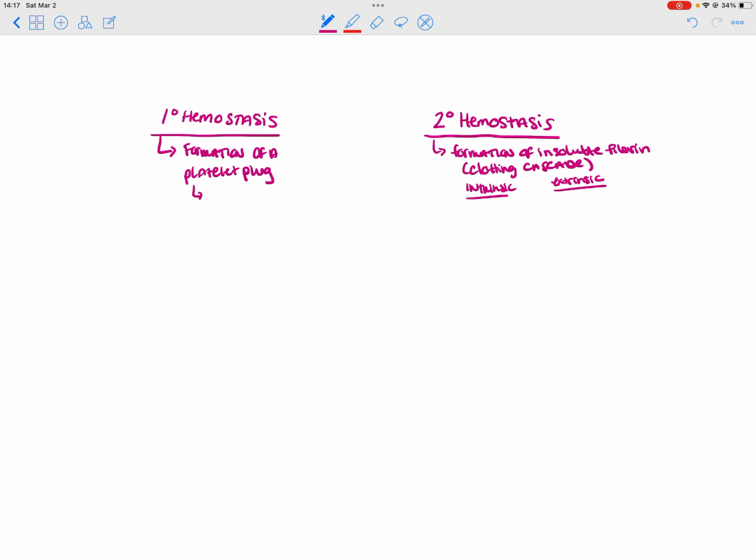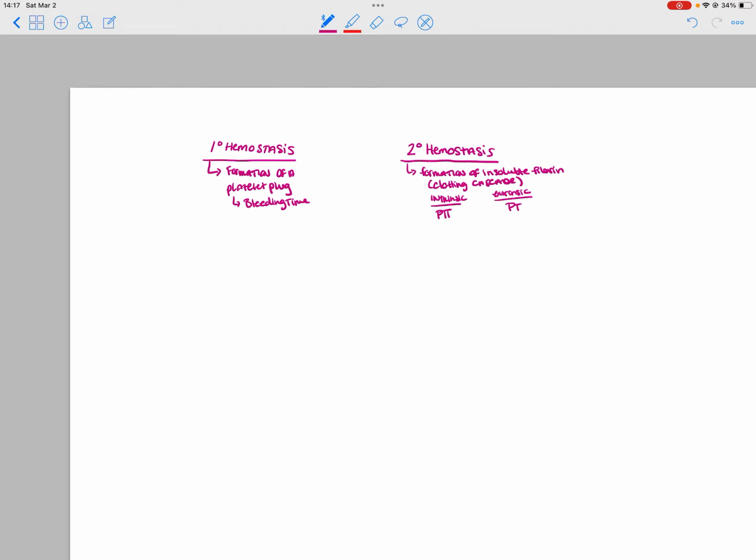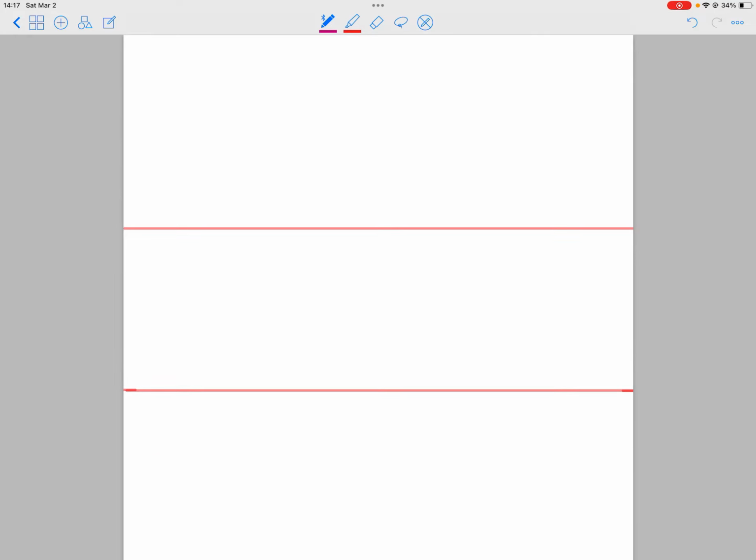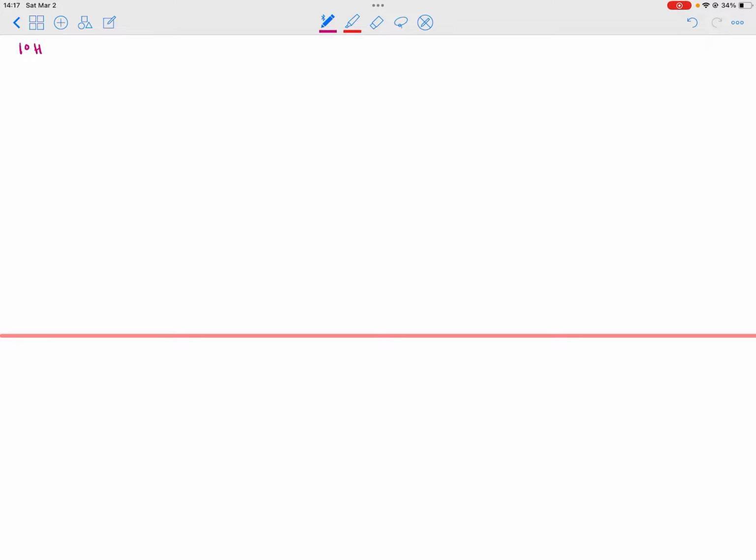when we're talking about primary hemostasis, we will be checking bleeding time as our lab value. And when we're talking about secondary hemostasis, we will talk about PTT as well as PT for checking to see if secondary hemostasis is functioning properly. So let's get right on into primary hemostasis. We said that primary hemostasis is the formation of a, good job, platelet plug. And the lab value that we will check is bleeding time.